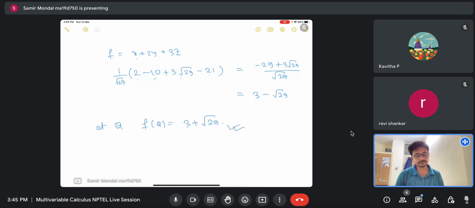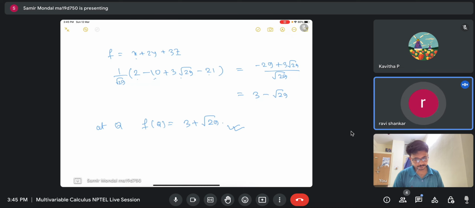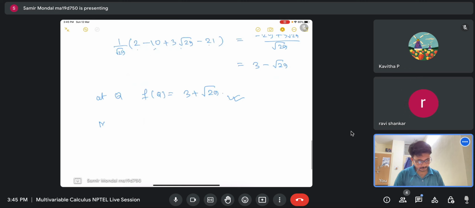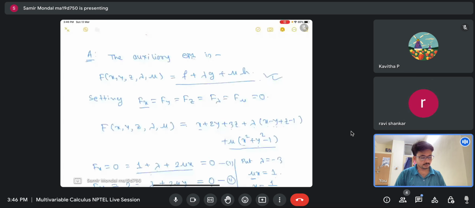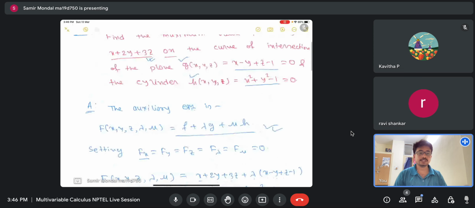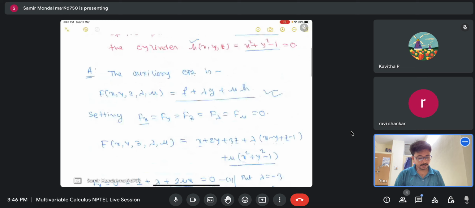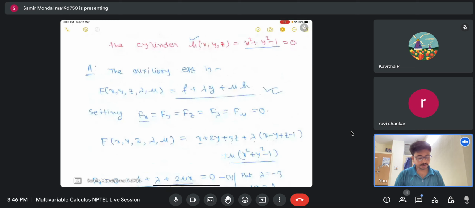Is it fine? Yes, sir. Sir, where did we apply Lagrange in this? In the full method. Here we set the auxiliary equations. Previously we used to eliminate x, y, z. Now here we are not going to eliminate x, y, z like that. Here we are directly applying the Lagrange multiplier method. This is the first step. First you have to write the auxiliary equation. This is your auxiliary equation.